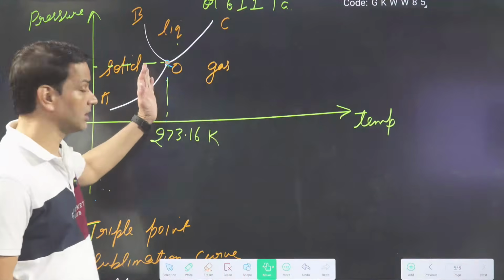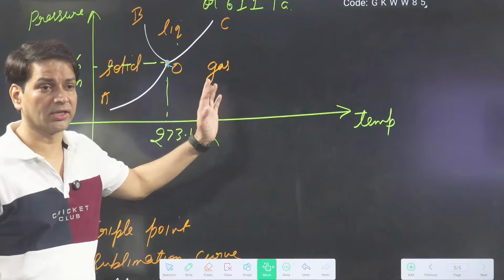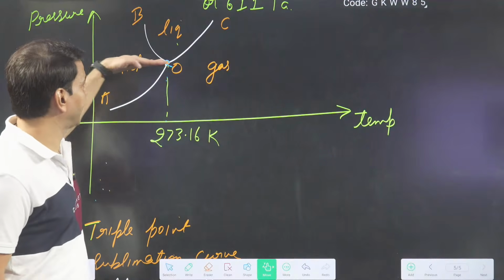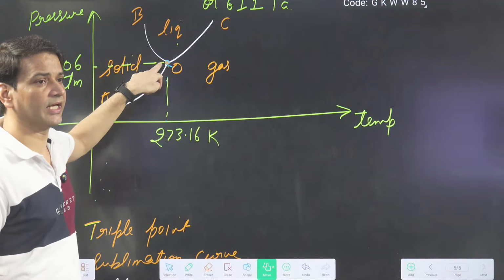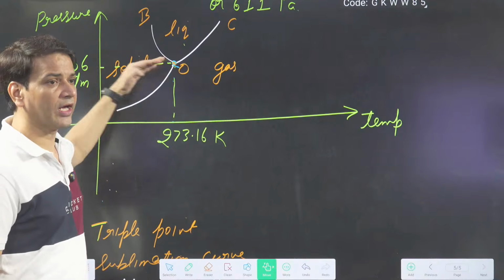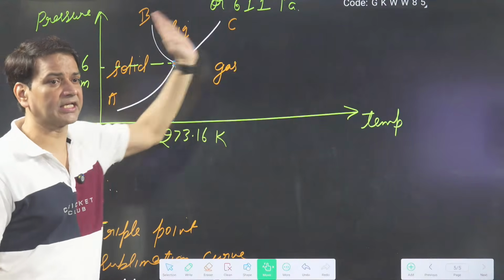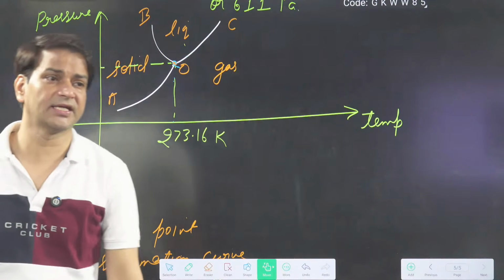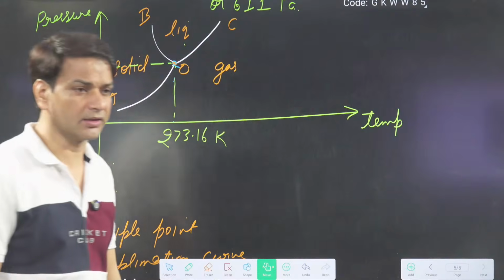Same way, suppose everybody understood or not? Same way, suppose I am maintaining the pressure constant. Here we are at O and we are maintaining the pressure constant. Temperature increases. Which process will occur?